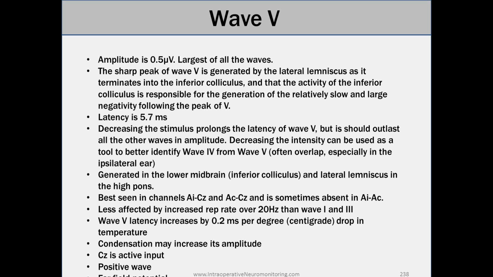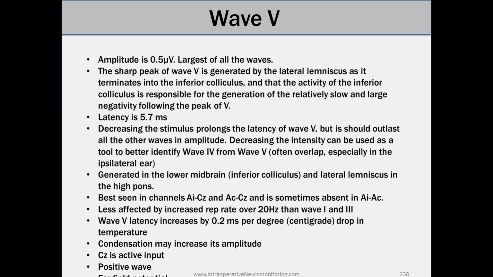Decreasing the stimulation prolongs the latency of wave 5, but it should outlast all the other waveforms in amplitude. Decreasing the intensity can be used as a tool to better identify between wave 4 and 5. When they overlap, you're trying to figure out where to put your markers, but you can't tell where 4 and 5 is. You go from 100 decibels SPL, you turn it down to 60, and then you see that 4 and 5 separate. And then you can stimulate at 70 and 80, then 90 and 100, and you can kind of track it back up and keep your marker on that wave 5 amplitude.